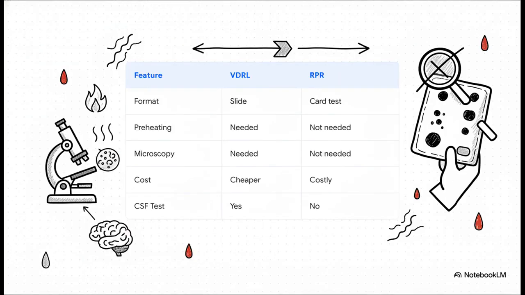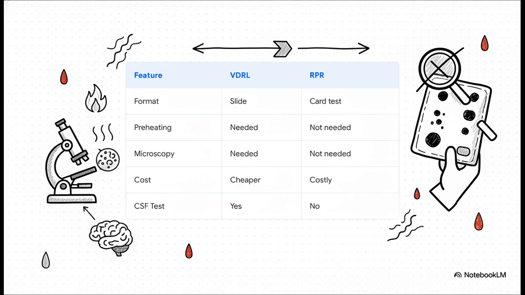Now, it's absolutely crucial to compare our two main screening tools, the older classic VDRL and its modern counterpart, the RPR, or Rapid Plasma Reagin test. While VDRL requires you to heat the patient's sample and use a microscope to read the results, RPR uses carbon particles attached to the antigen.